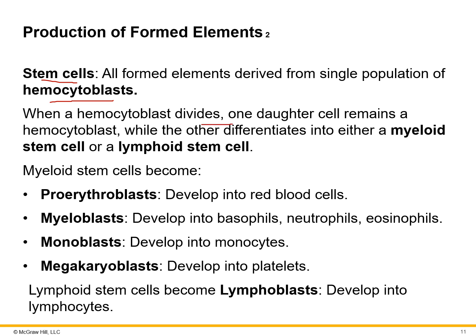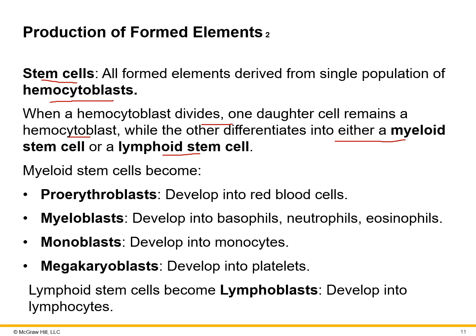Whenever they divide, one of the daughter cells remains a stem cell that can become anything, and the other one is going to differentiate. It either becomes a myeloid stem cell or a lymphoid stem cell. So it has two choices.